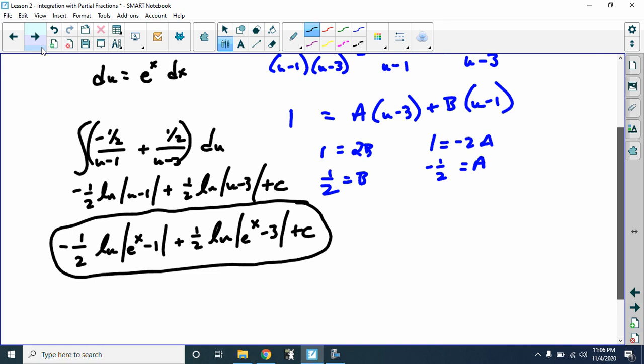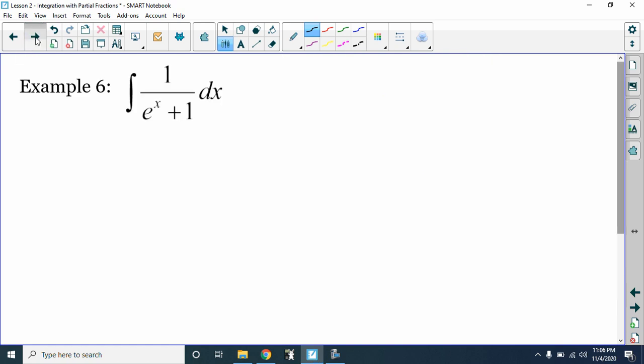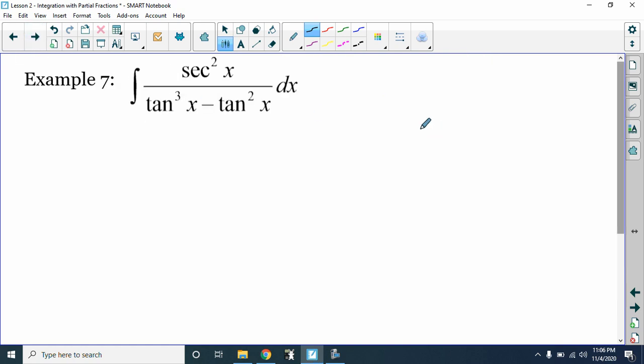One last problem I'm going to show you here. We're not going to work all the way through it. Not that one. This one here. Again, it doesn't necessarily look like it's a partial fractions problem. We have the integral of secant squared x over tangent cubed x minus tangent squared x.